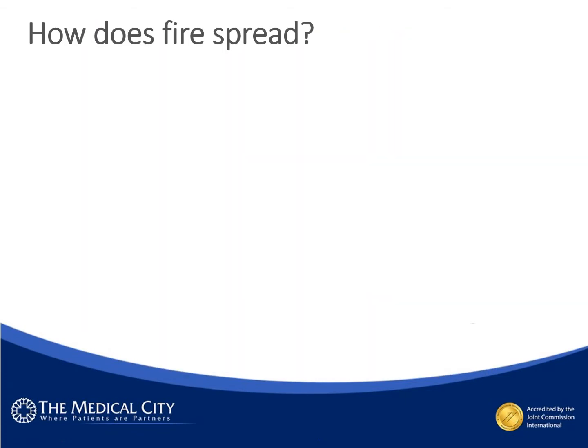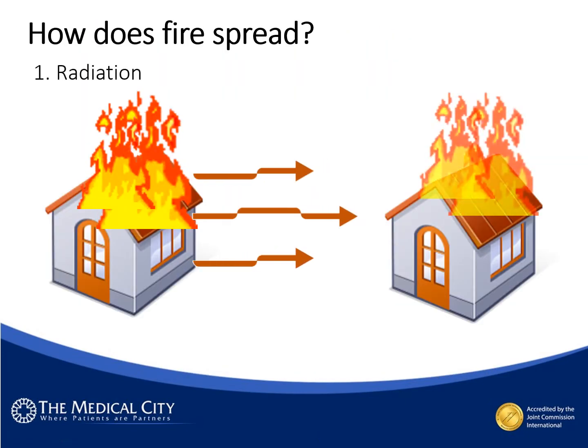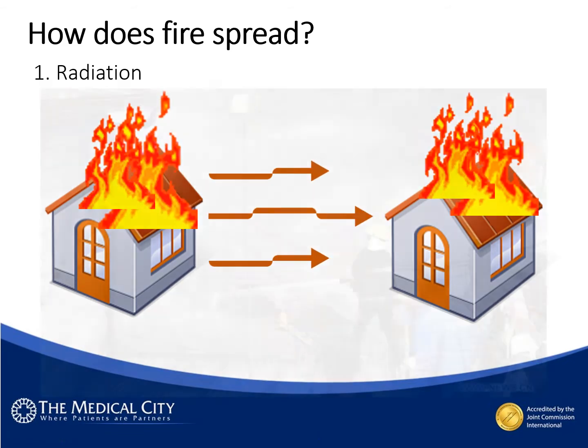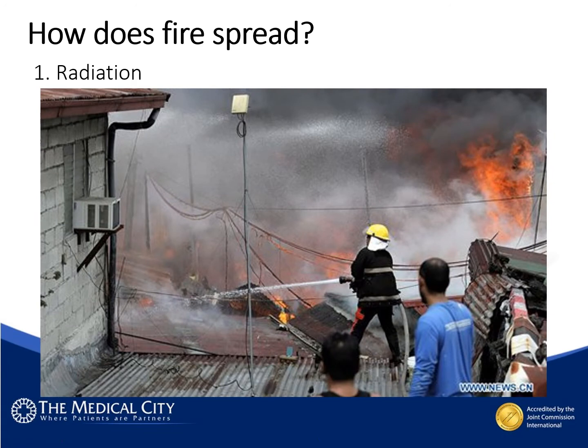But how does fire spread? One way is through radiation. By definition, radiation is the transfer of heat in a space. Have you ever wondered why firefighters extinguish the adjacent houses? They do that to avoid the spread of fire.